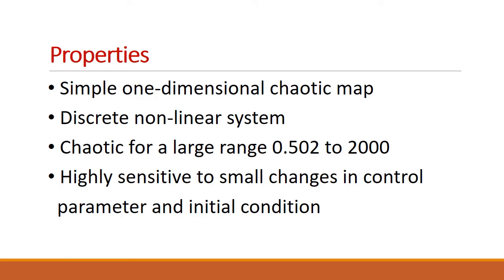Now we'll see the properties of the JSMP map. This map is a simple one-dimensional chaotic map, which you must have noted from the mathematical expression. It is a discrete non-linear system, and hence using this map for generating secret keys is very simple. The most distinct feature of this map is that it is chaotic for the control parameter ranging from 0.50 to 2000. It has also been tested rigorously and shown that it is highly sensitive to very small changes in the control parameters and the initial conditions.